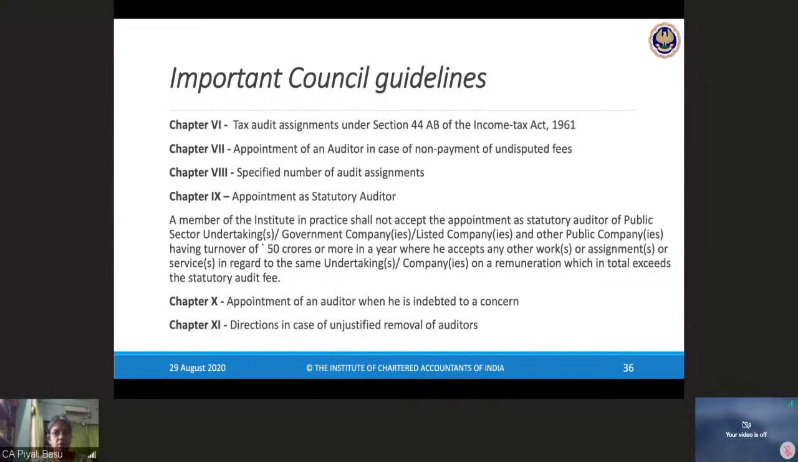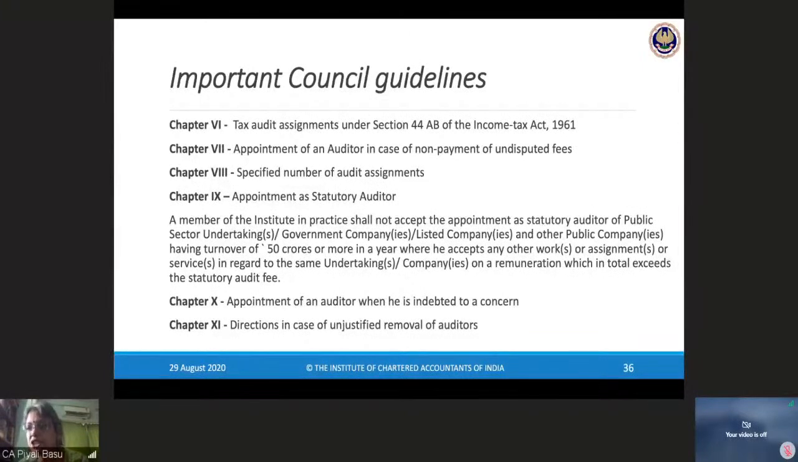Maximum number. This was not there previously, so everybody was doing as many as they wanted to. So the council said that one member in practice can do only so many audits. Audit assignments under section 44AB of the Income Tax Act 1961. Now, there are certain things that need to be explained. So, one member in practice can have, say, 60 tax assignments.